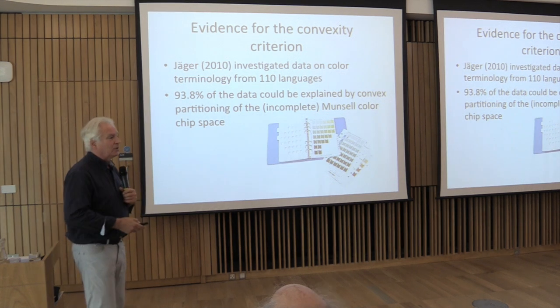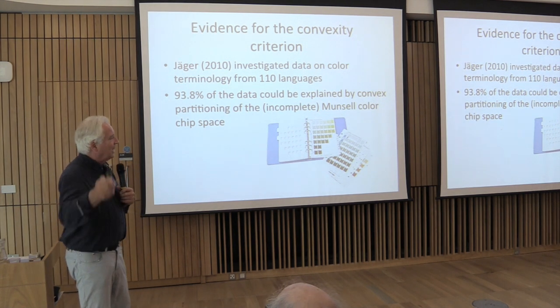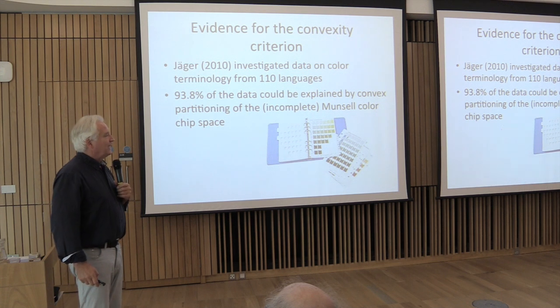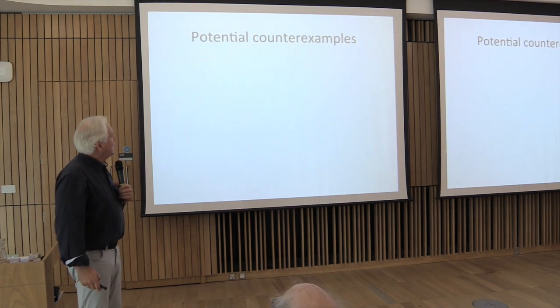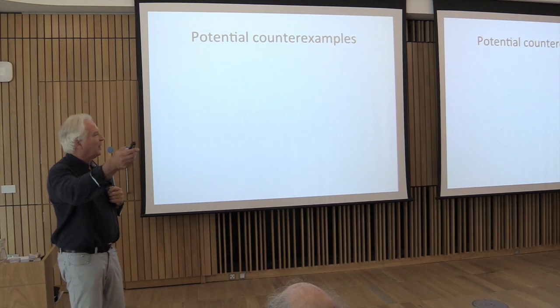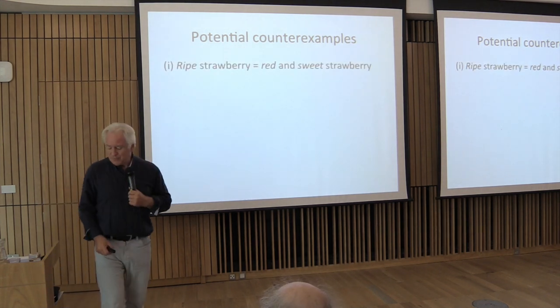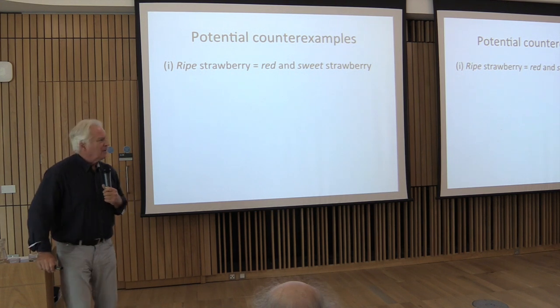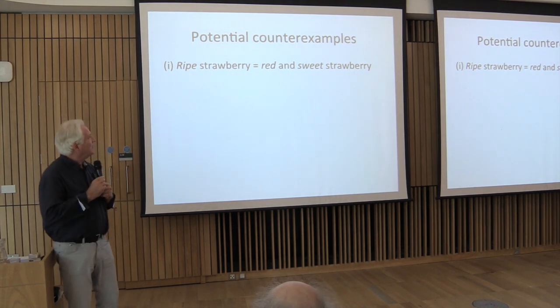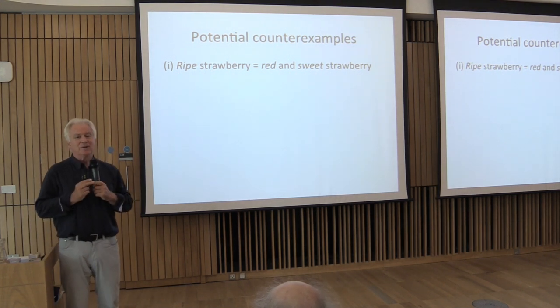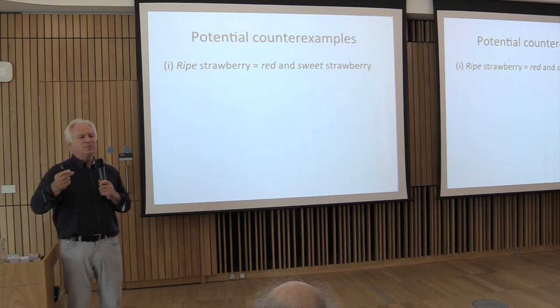So convexity got support. I don't have corresponding data for many other domains, but this was very promising. Now, let's look at some potential counterexamples. Your example is not among these. I mean, ripe seems to be a product between red and sweet. You change color when you ripen, so it's both the color and the sweetness.